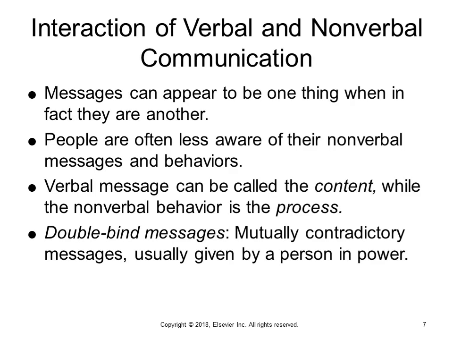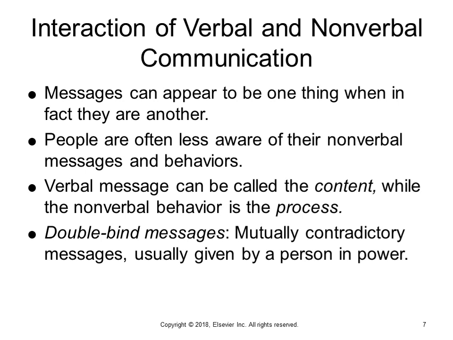Interaction of verbal and nonverbal basically is that messages can appear to be one thing when they're in fact something completely different. People are often less aware of their nonverbal messages and behaviors. People joke about RBF, people with a resting bleep face, right? We talk about that because that person may be super sweet. They might be very helpful. They might be very kind. But their nonverbal messages and behaviors are appearing to be one thing even though they're actually a very nice individual, right? So there's an example of that.